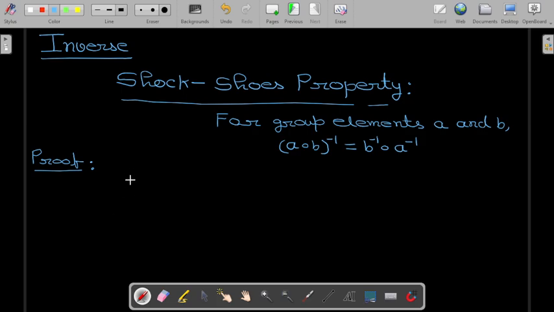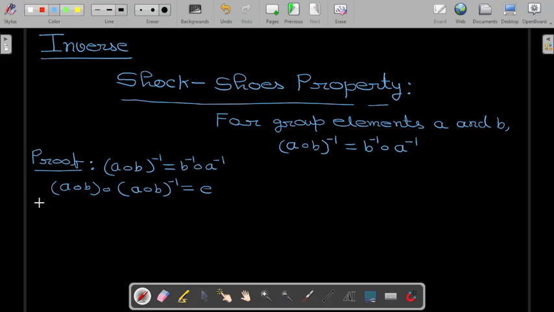Okay, so let's start. We first assume that the inverse of A composition B is B inverse composition A inverse, and then we will show that yes, this is the inverse. So taking this, we take A composition B and compose it with its inverse, that is A composition B whole inverse. What would it return? It will return the identity element of that group.